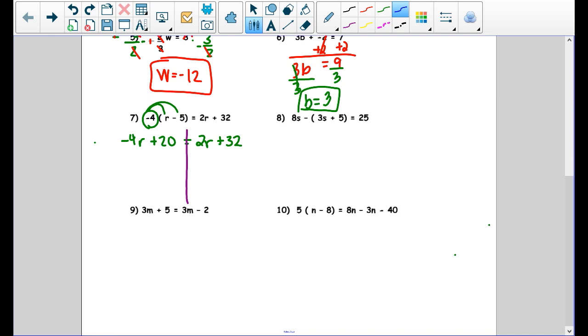So again, let's move these. I typically move the smaller of the two. It doesn't matter if they're on the right side or the left side. -4r is my smallest, so I'm going to add 4r to both sides. Typically what that does when I move the smaller is keeps the number with the r positive for the most part. So those cancel, it gives me 20. 2r plus 4r is 6r.